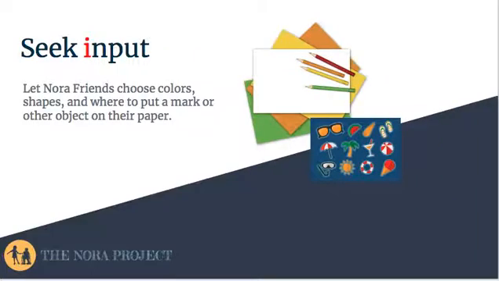I, seek input. Let your Nora friend choose colors, shapes, and where to put a mark or other object on their paper. For example, if you were making a snowman, you might give your Nora friend a red hat and a black hat and let them choose. You might let them decide where they're going to drop their buttons on their snowman, even if it doesn't make sense to you or it doesn't go where you envisioned it going. Having them give input into their own project is very important.